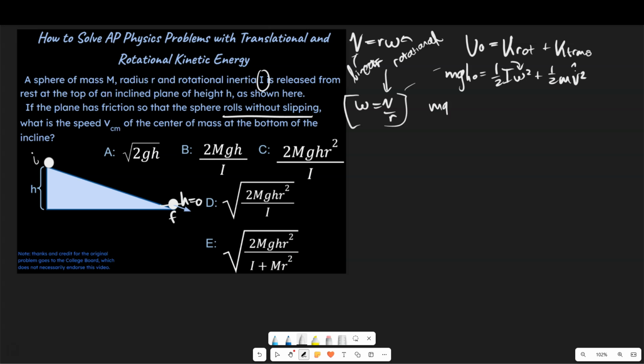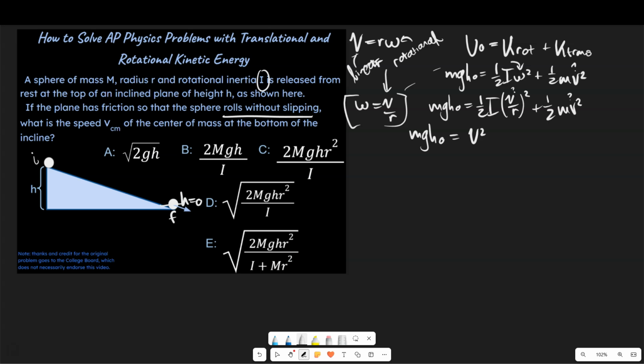And so you could say this is mgh naught is equal to 1/2 I, and then our omega squared becomes v over r squared, plus 1/2 mv squared. Alright, so what do we notice? Well, we are looking for this v value, right? So we want to get v. Notice we have v squared in both terms, so we can start by just factoring out that v squared and see what happens.